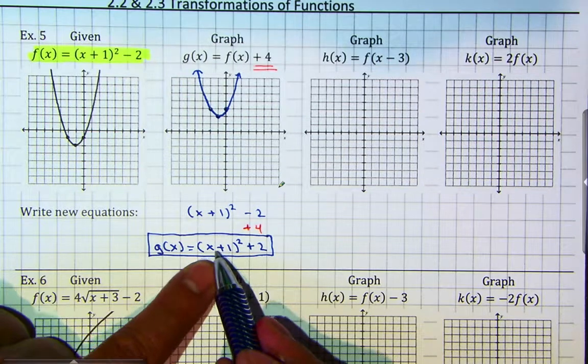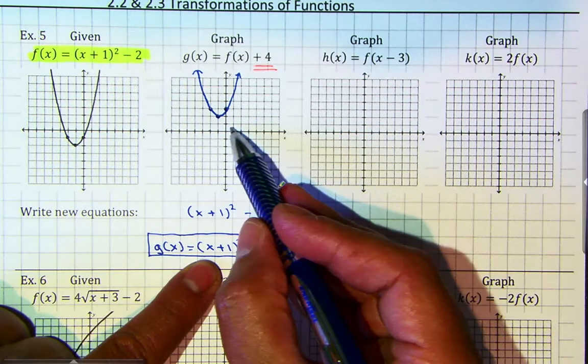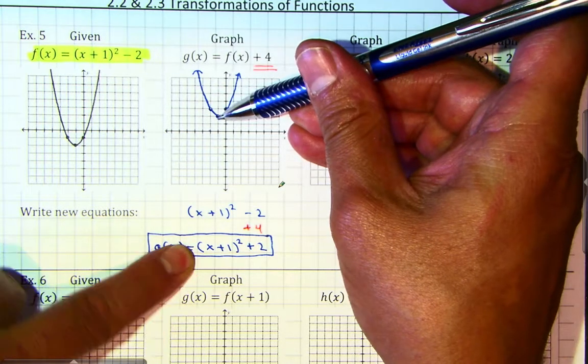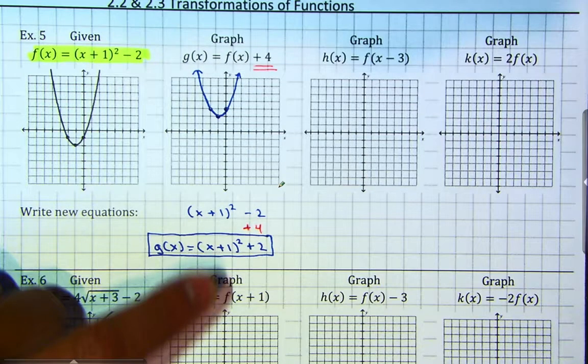Your vertex is negative 1 and positive 2. Negative 1 and positive 2 matches. Your a value is 1, and that matches as well. So therefore, that is correct.